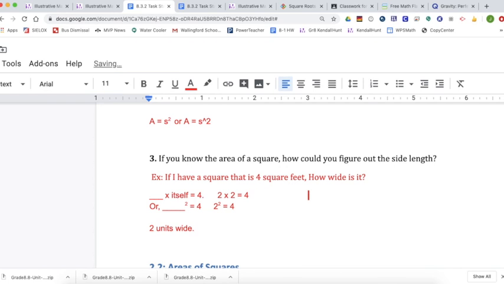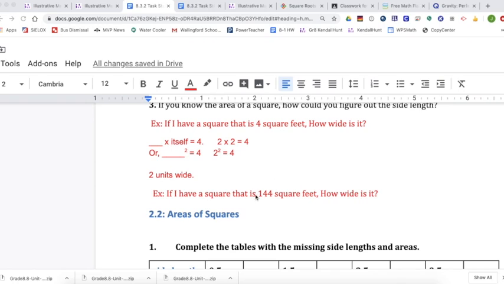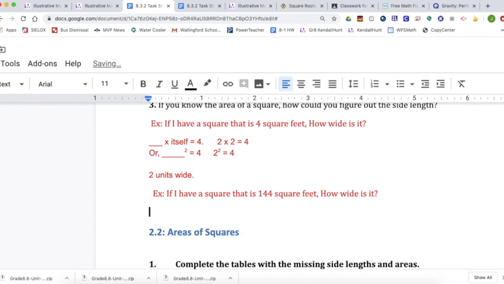If we have bigger numbers, like let's say I have a square that is 144 square feet, how wide is that? Now that one's a larger number than 4, so it might not be obvious what number I would have to square to get 144. But if we know our perfect squares, we should know what number times itself gets you 144. So think about that for a minute. What number times itself gets you 144?